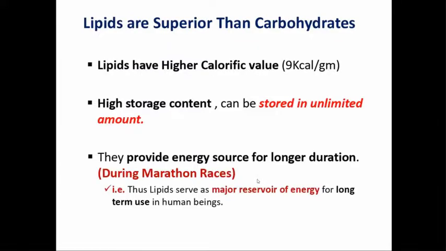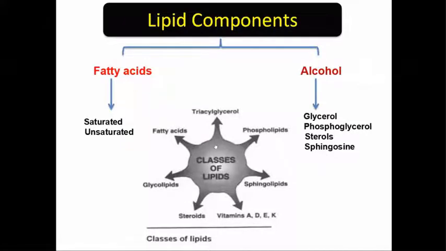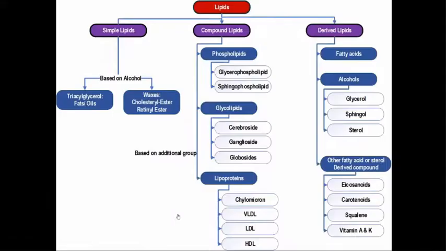And lipids are superior to carbohydrates in terms of energy storage. Lipids have high calorific values and high storage content, and can store a high amount of energy in unlimited ways. For long-term runners, they use lipids as an energy source. When you see lipid components, they have mainly fatty acids and an alcohol. The alcohol may be glycerol, sterols or sphingosine, and so on. Fatty acids can be classified into two based on the presence or absence of double bonds. And this is one way of classifying lipids.